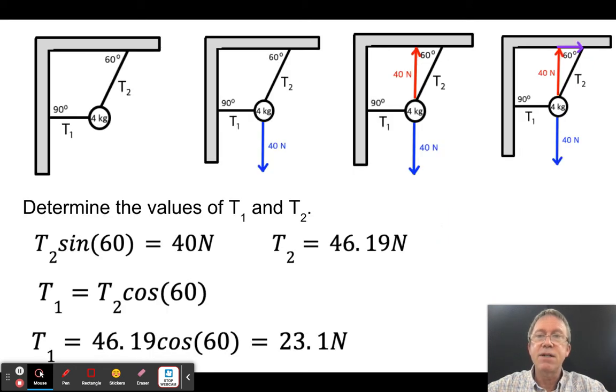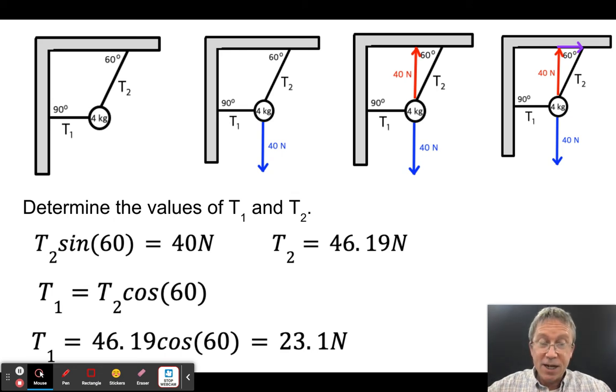So let's look at another case here. All right, you'll probably see something like this on the test. This is a pretty common setup here. So I basically have a mass, in this case I'm told it's 4 kilogram, and I have two tension forces. T1 is a string that's acting at 90 degrees, pulling it towards the wall this way, and I have T2, which is at 60 degrees here. And I'm asked to determine, based on just this alone, what are the values of T1 and T2.